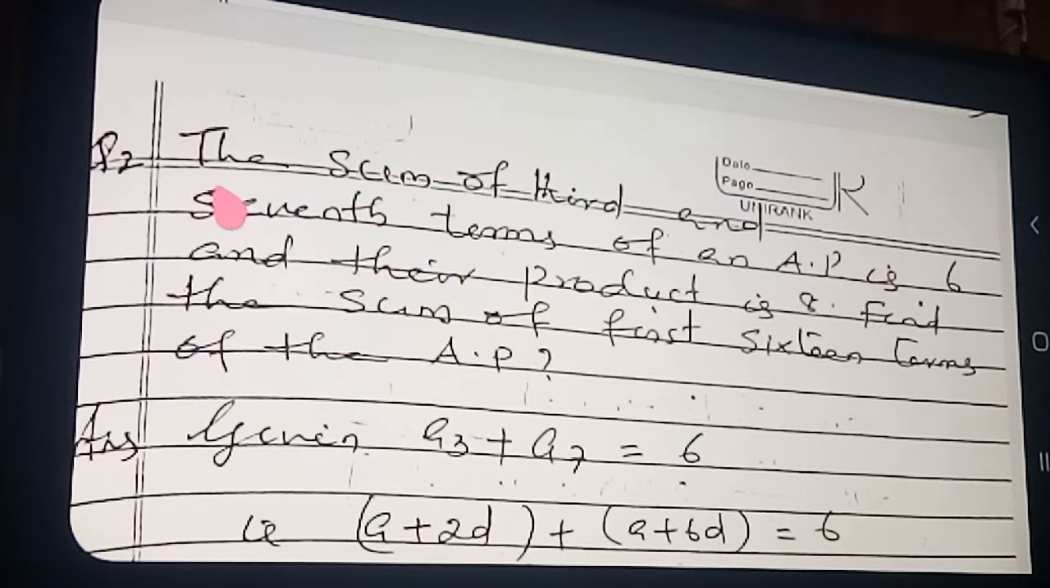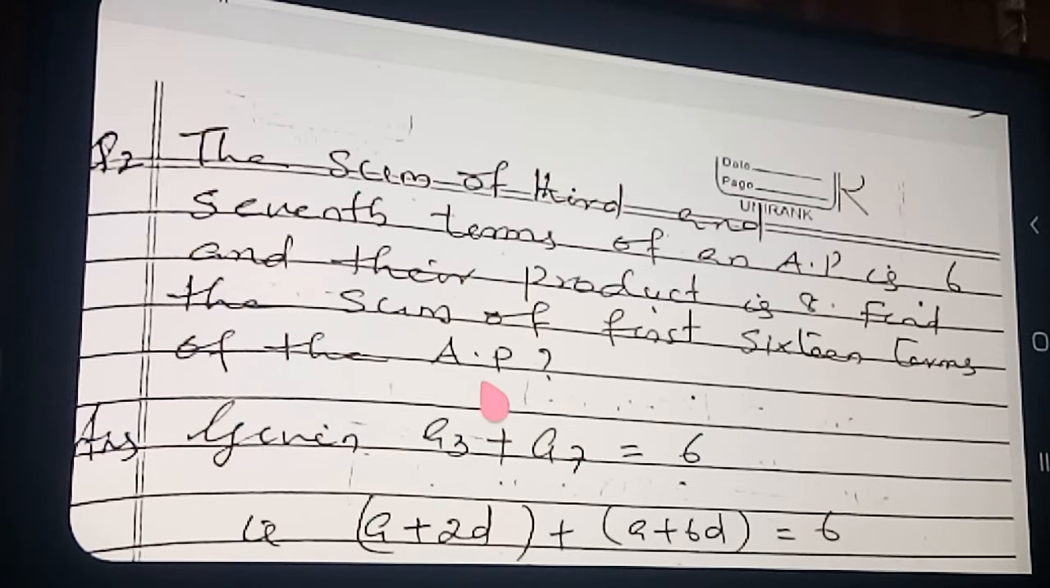Question number two, read. The sum of the third and seventh term of an AP is 6. Third term means A3, seventh term means A7. Their sum is given as 6. So the verbal statement I made into an equation: A3 plus A7 is 6. Next sentence, and their product is 8. That is A3 into A7 is 8.